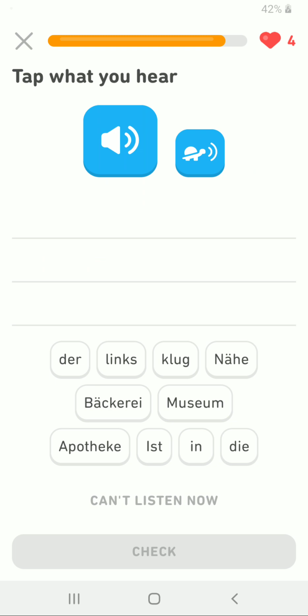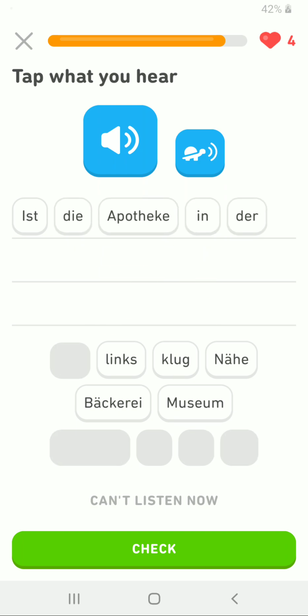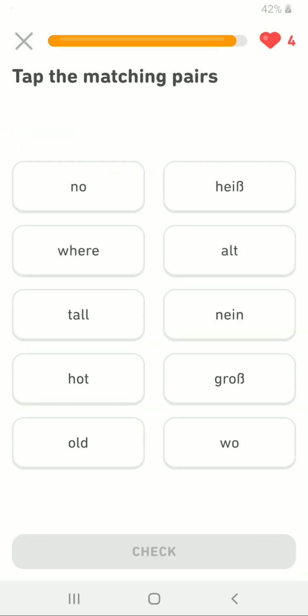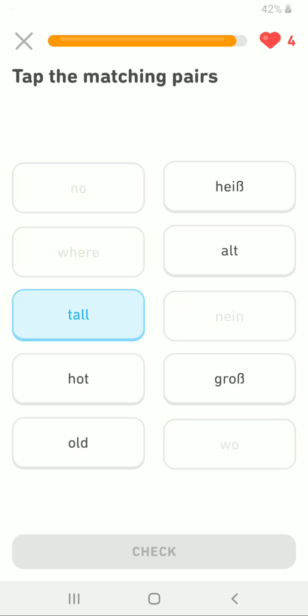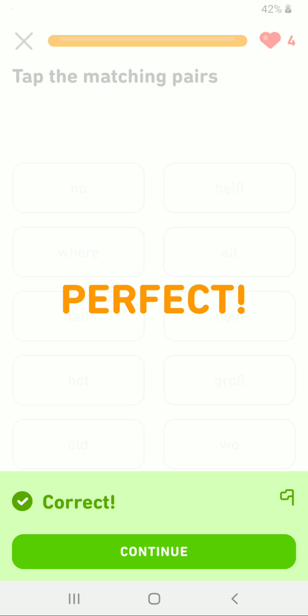What else? Ist die Apotheke in der Nähe? Ja. No, it's nein. Where it's wo. Groß. Heiß. In alt. Alt. Okay, that was not too bad, but like I say, I forgot how to say bakery, so we have to find out later on.